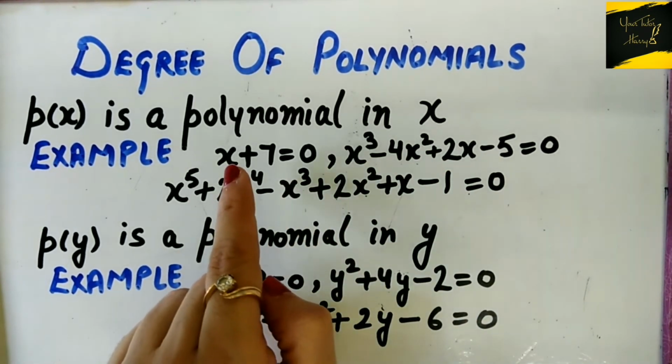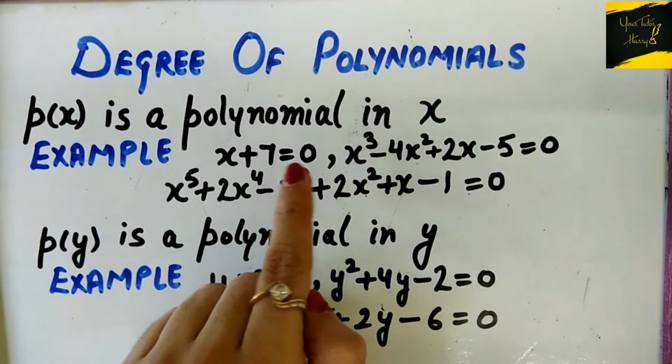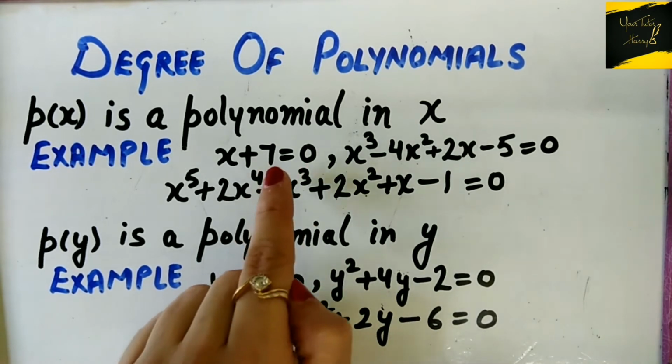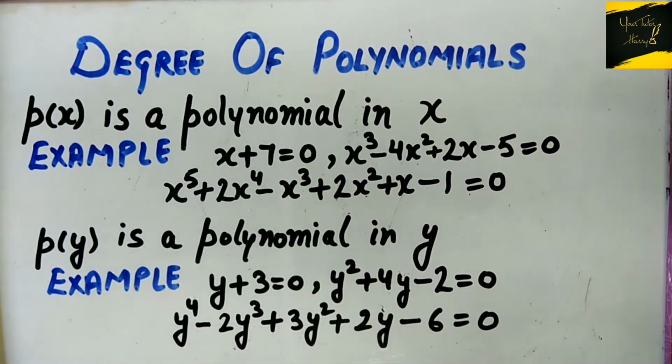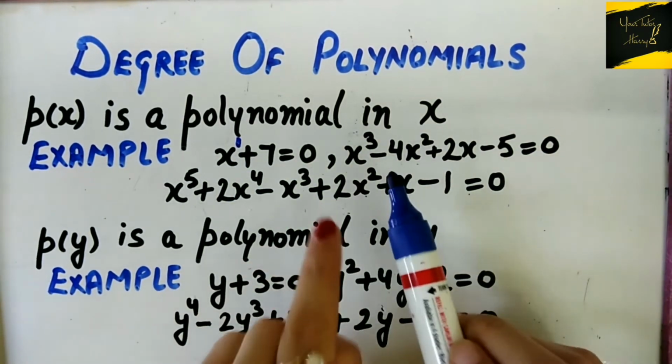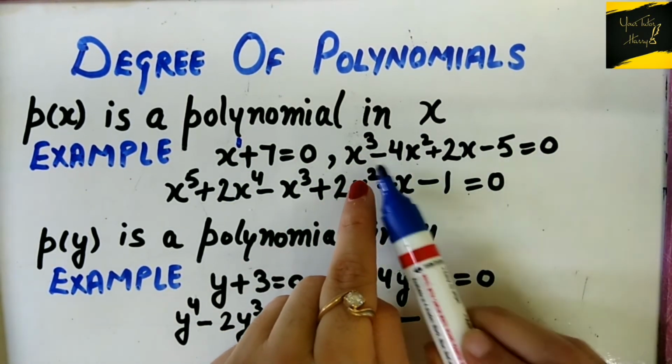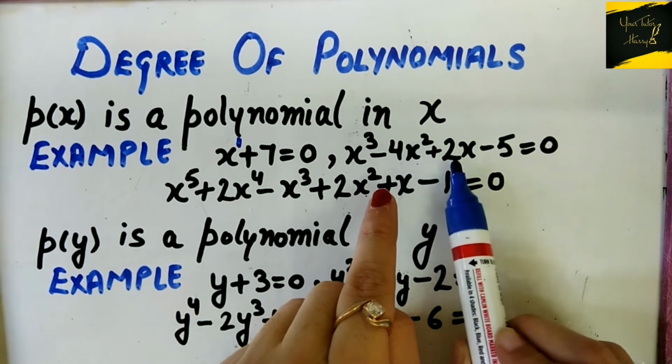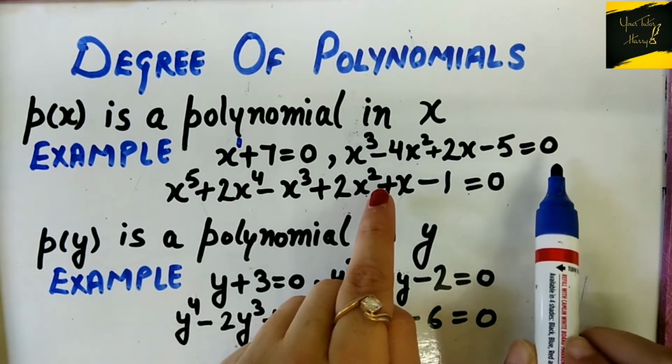Have a look at the first example. x plus 7 is equal to 0. What is the highest degree here? The highest degree here is x raised to power 1. So the highest degree will be x raised to power 1 for this equation. If I talk about another equation, that is x cube minus 4x square plus 2x minus 5 is equal to 0.